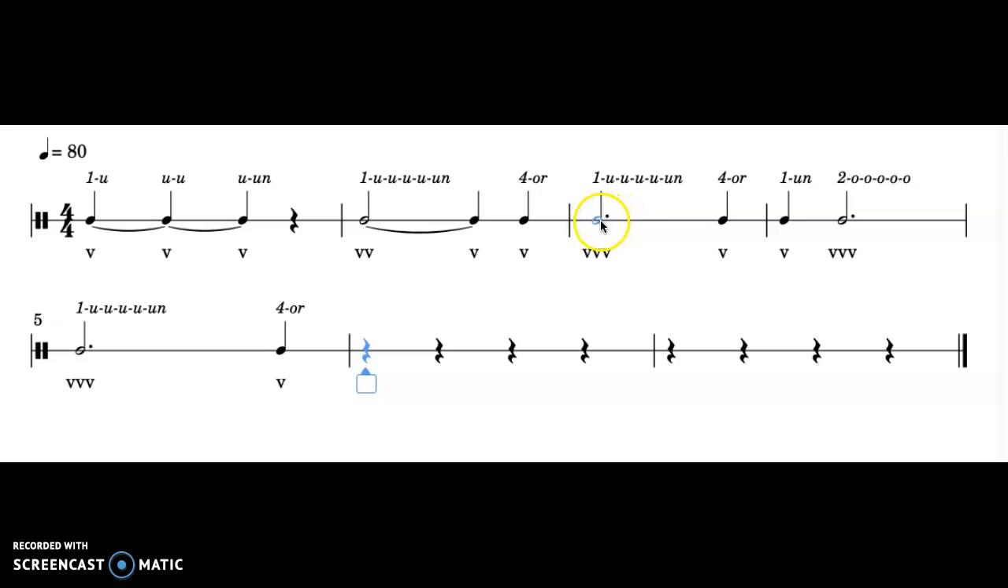So that is our review about what a dot does to a half note. It adds half of whatever it is. So instead of a half note being 2 beats, it is now 3 beats.